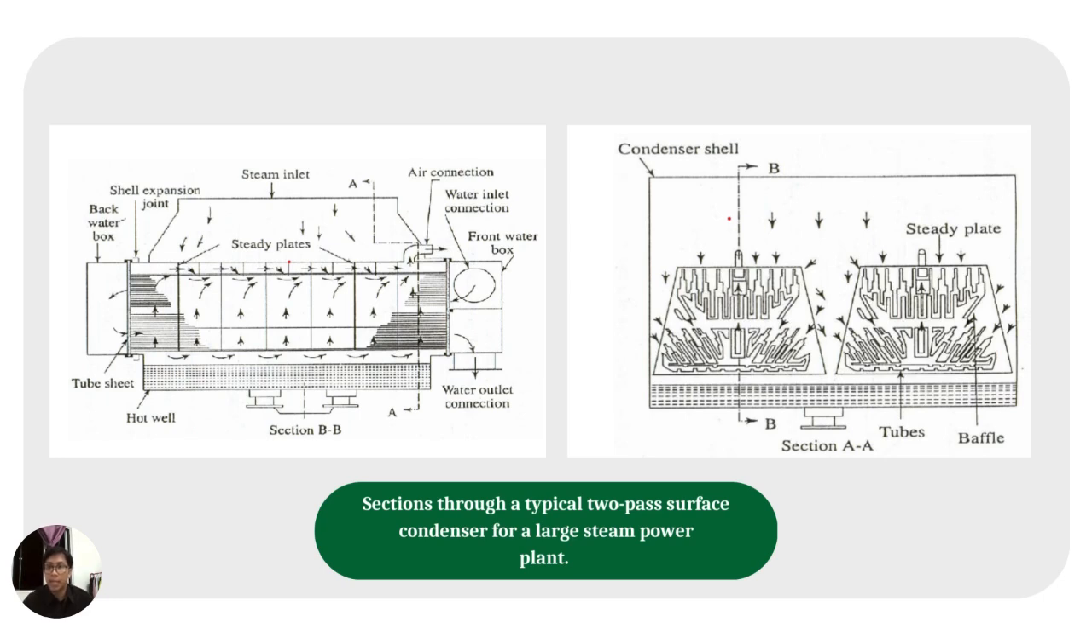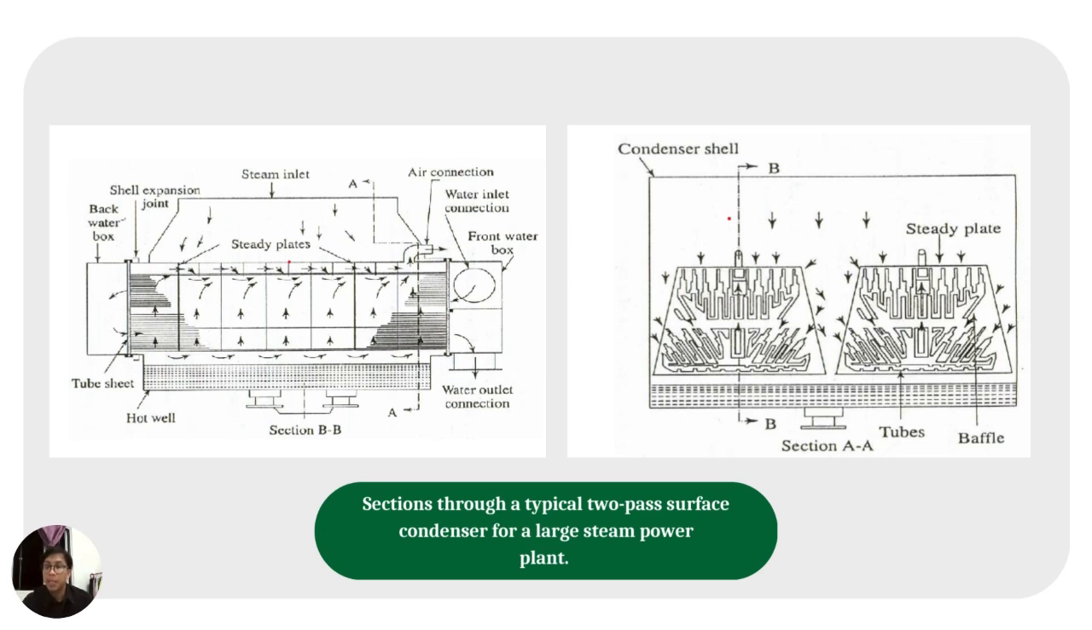Now, let's look at section BB, a cross-section of the condenser. This view clearly shows the two-pass arrangement of the cooling water flow. The water enters the water box, flows through the tubes, makes a U-turn, and then passes through a set of tubes before exiting the condenser. This two-pass design significantly increases the heat transfer surface area, improving the efficiency of the condenser.